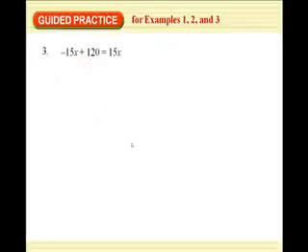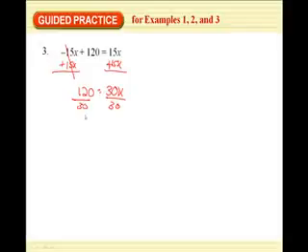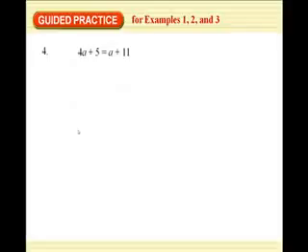X equals 3. Okay, this one, the smallest, it's this 15. I'm going to add 15 to this side, 15x. Add 15x to this side. Those cancel out. 120 equals 30x. Divide by 30. X equals 4. These are so nice. They're so fun. I could do these all day.